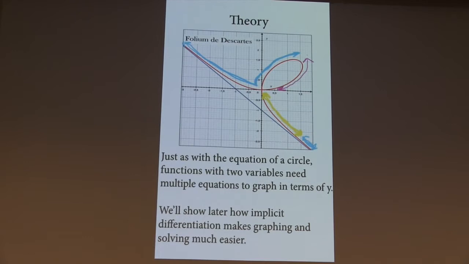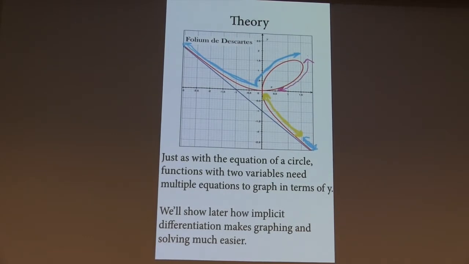The reason we use implicit differentiation is because it solves for complex graphs that cannot be defined as functions. For example, circles, the Folium de Descartes, or the Devil's curve can be easily solved with implicit differentiation.